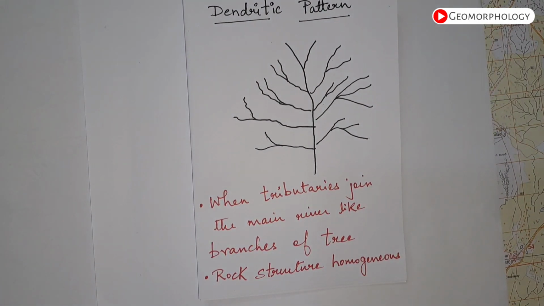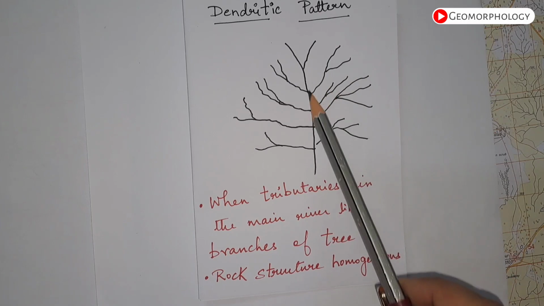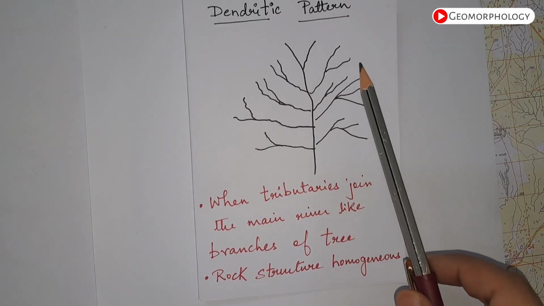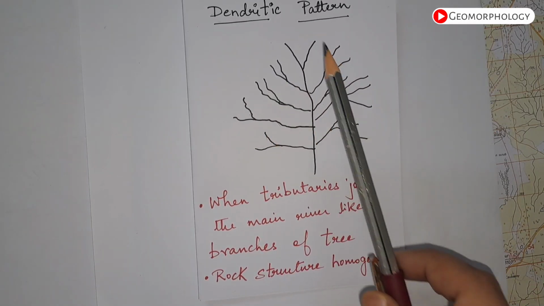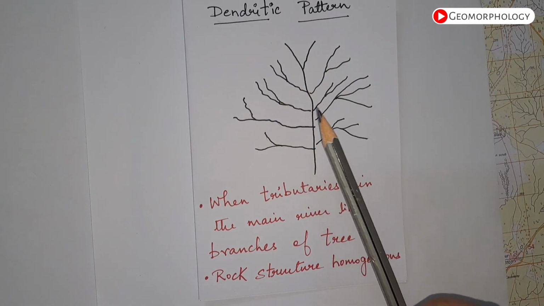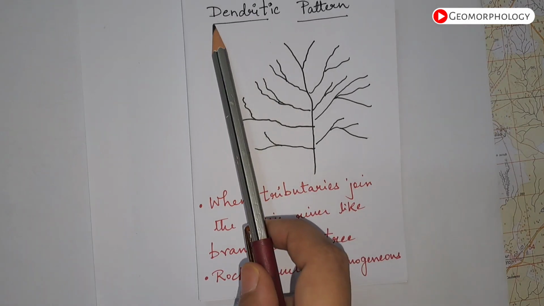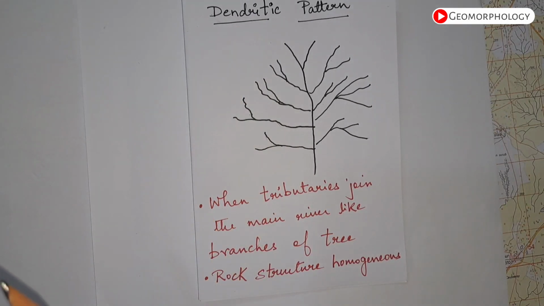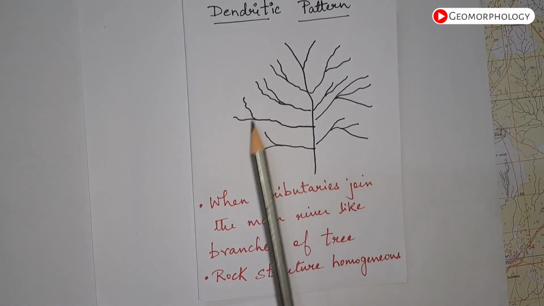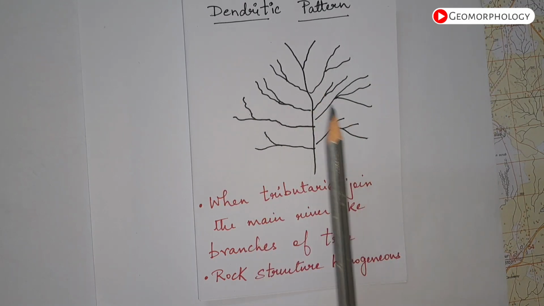Here if you see, the tributaries are joining the main river. This is the main river at the center, where tributaries are joining like the branches of a tree. So the pattern is called the dendritic pattern. The word dendritic originates from the word dendron, which means tree-like branches. So the entire structure looks like the branches of a tree joining the main stream. And the rock structure where this type of pattern is found is homogeneous.